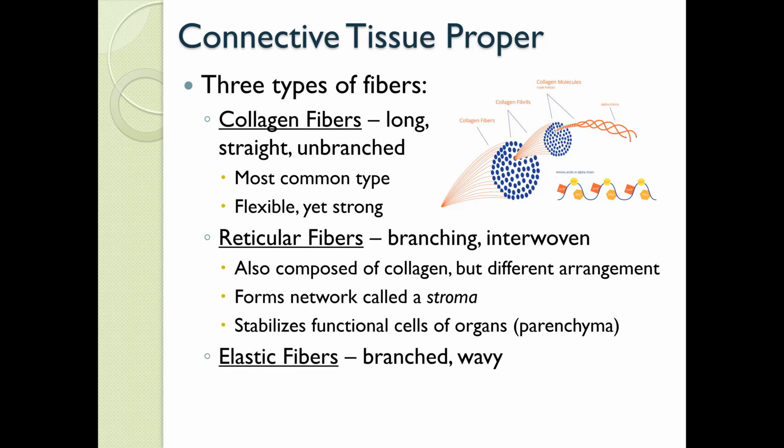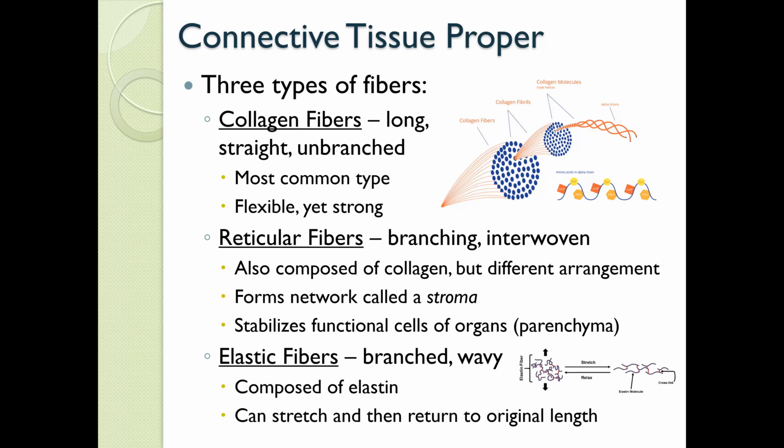And the third type are elastic fibers. These are branched and they're very wavy, and they are composed of elastin. So that makes them different than the other two, which are made of collagen. And with the elastin protein, you've got little cross links between your different protein molecules, and that allows elastic fibers to stretch and then be able to relax and return to their original length. So as the name suggests, they are elastic.